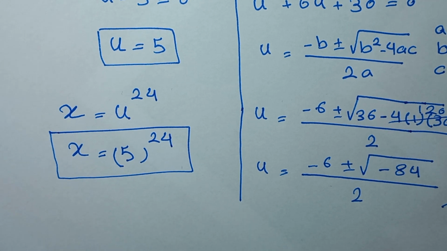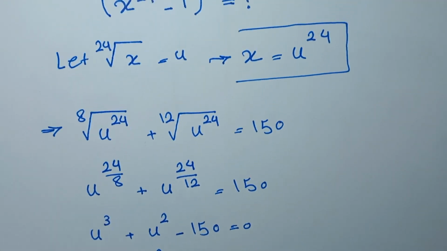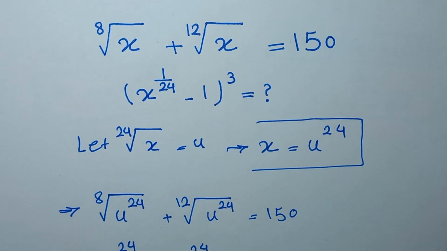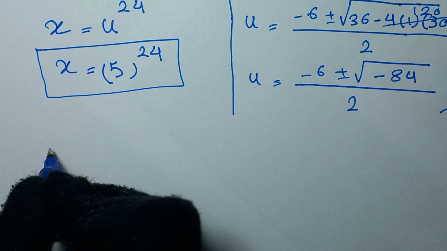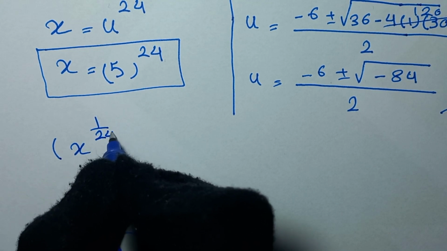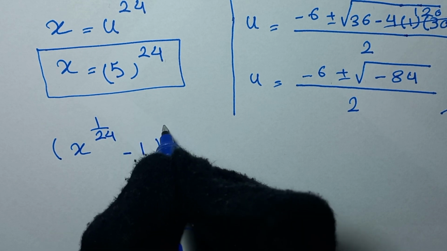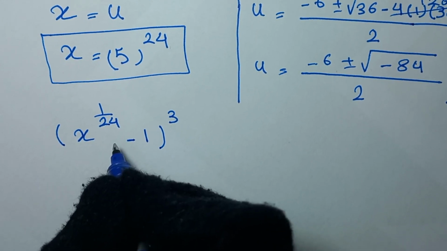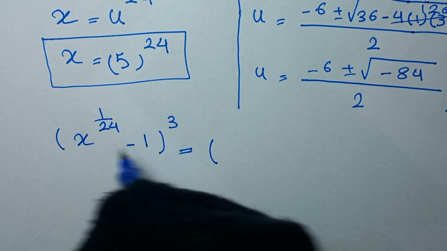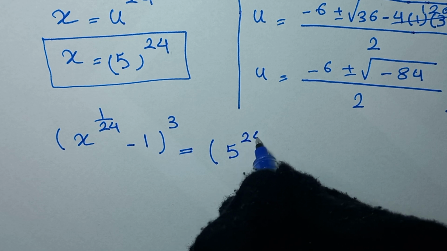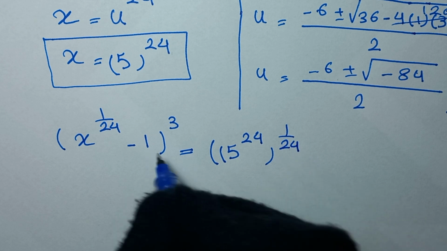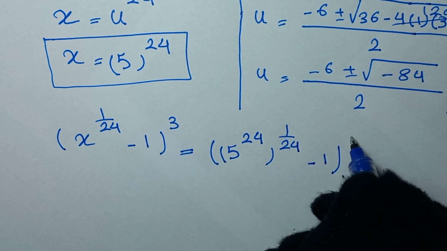And we want to find the value of x to the power of 1 over 24 minus 1, to the power of 3. And here, x is 5 to the power of 24. So we write x as 5 to the power of 24, and to the power of 1 over 24, minus 1, to the power of 3.